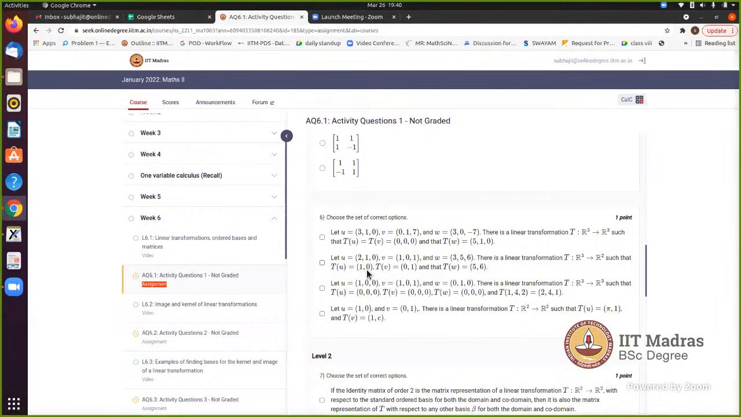There are 3 vectors given, U, V, and W. The images are such that U and V go to 0, and W goes to 5, 1, 0. So can this happen? That is the question: if this can happen, then there is a linear transformation like that. But can this happen for a linear transformation? By applying, it's not coming, sir.